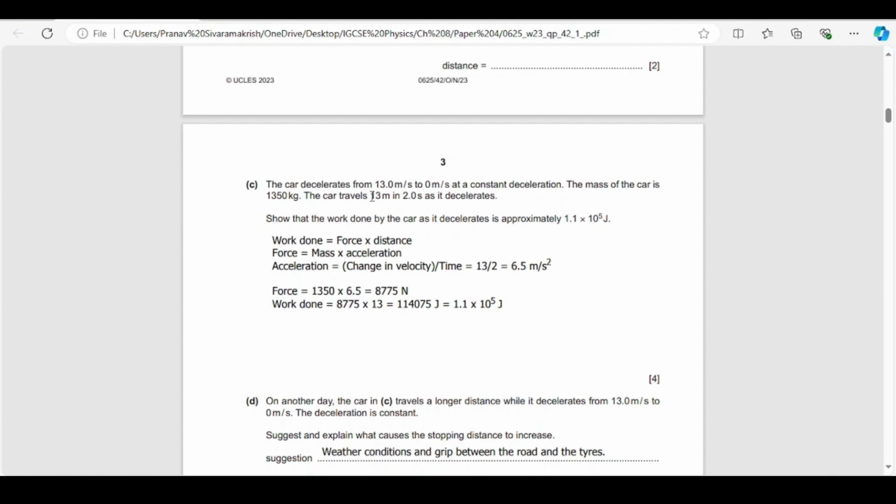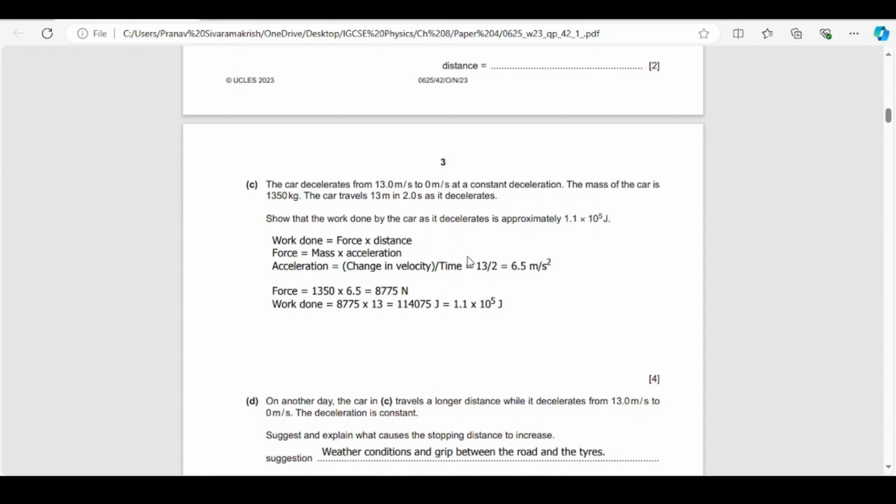So in order to calculate the deceleration, because we know the value of the mass, we need essentially the change in velocity and the time over which it happens. So we know that for this car, it goes from 13 meters per second to 0 meters per second, and it does so in 2 seconds. So it's a fairly sharp deceleration.